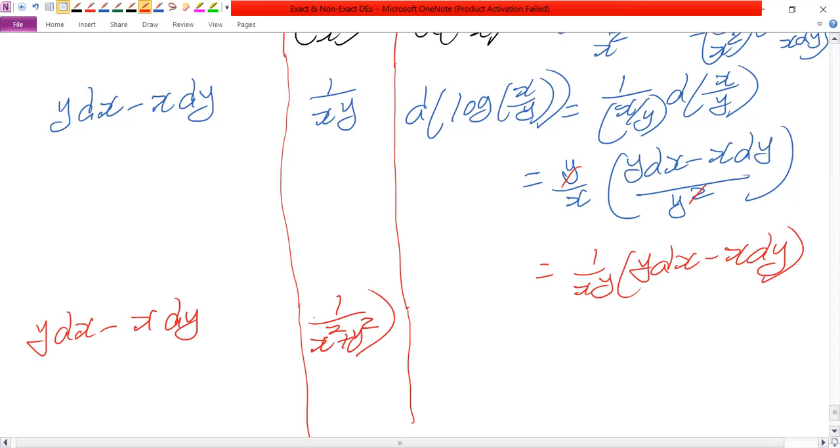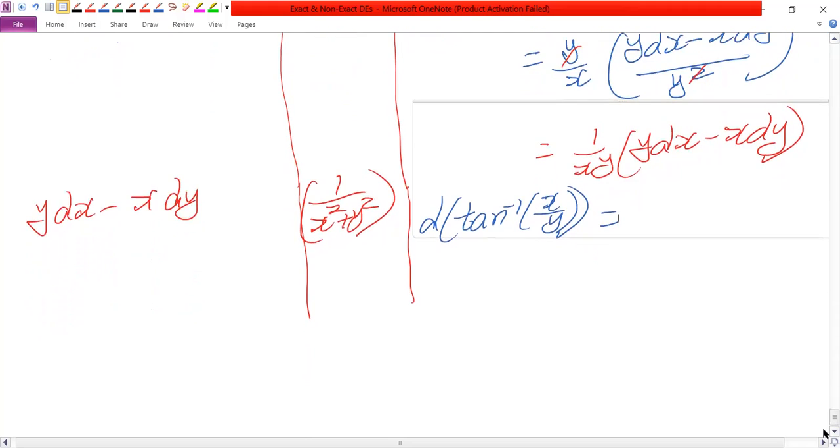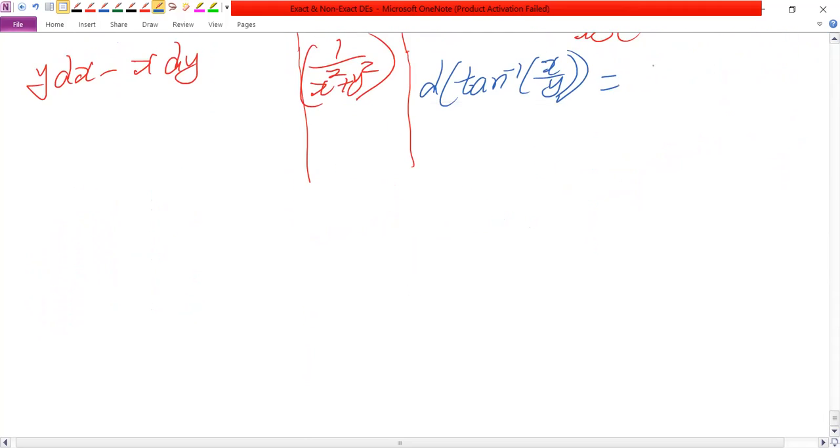Whenever we take this 1 by x square plus y square, the formula becomes like this: differentiation of tan inverse of x by y. What is the differentiation of tan inverse x? 1 by 1 plus x square. Here x is equal to how much? x by y. So we can write this as 1 by 1 plus x by y whole square into, but x by y is not exactly a function of x directly, only if it were x we would put x square, but it is a function of x, so we have to write d of x by y.